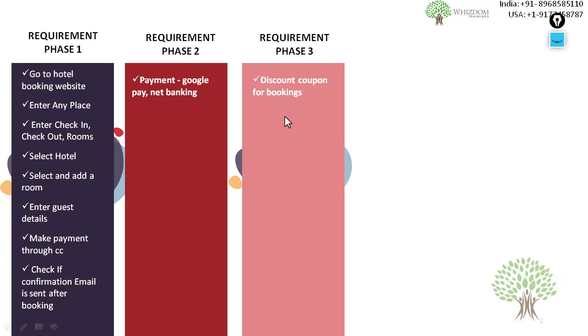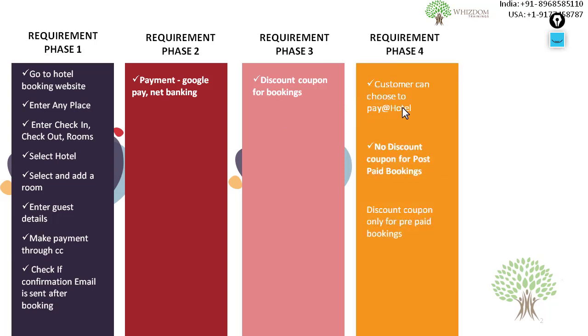Okay. And then in phase 4 the client comes with a big change. He says that now the customer can also choose to pay at the hotel rather than paying online. And for such customers who are postpaid customers, basically pay at hotel customers, there is no discount. Discount is only applicable for the customers who are paying through the website. Now this becomes again a major problem.